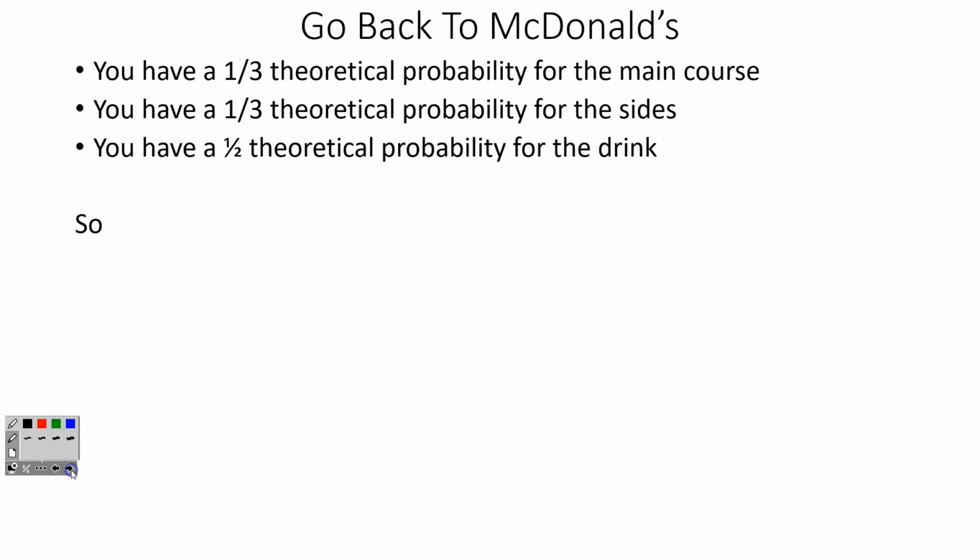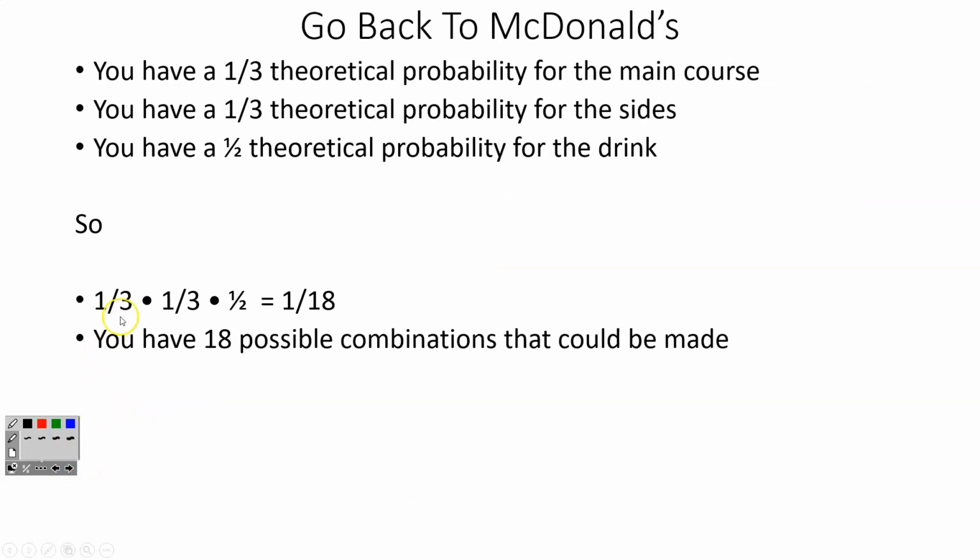So that means you're going to do 1/3 times 1/3 times 1/2, and it equals 1/18. What that means is that there are 18 possible outcomes that could be made from those choices.